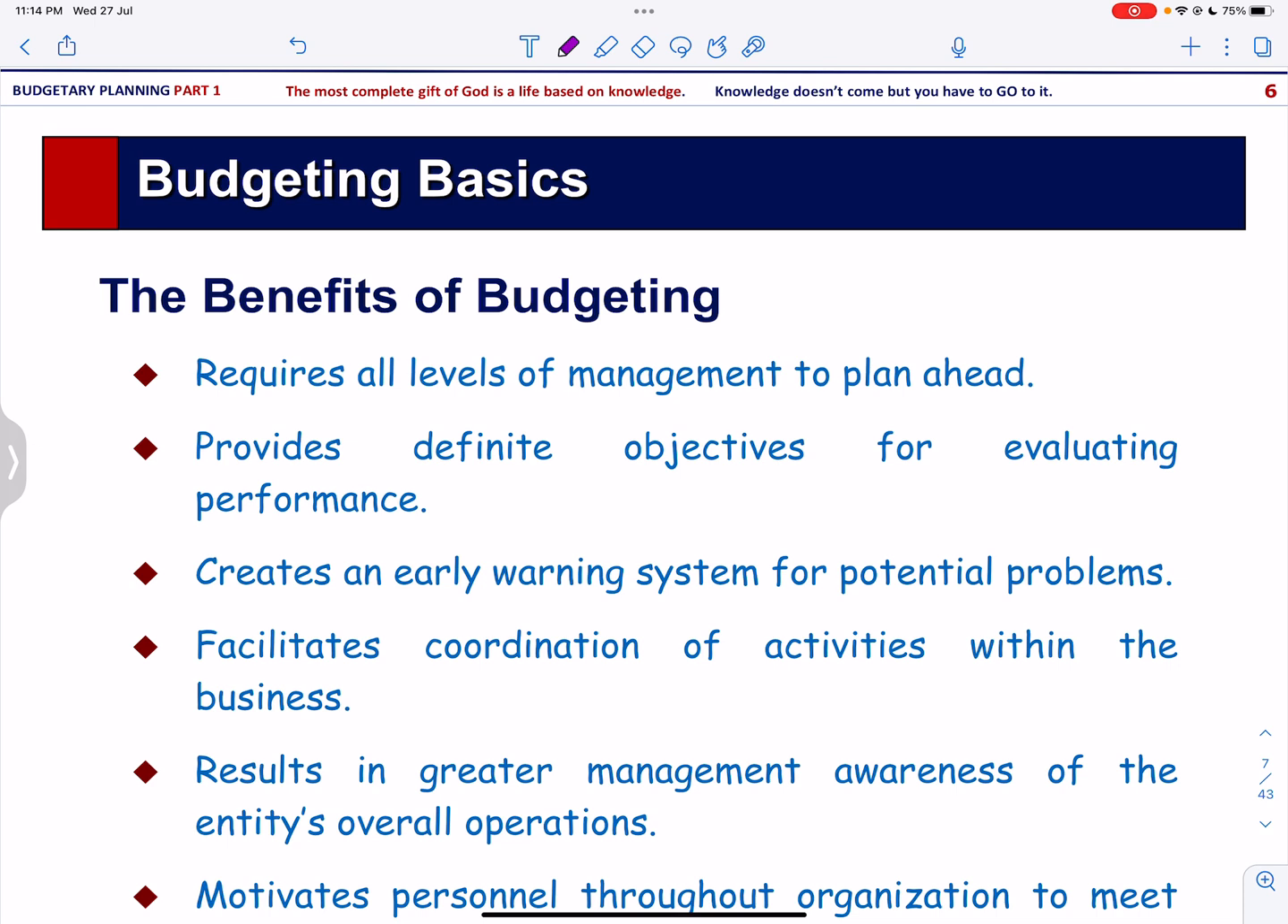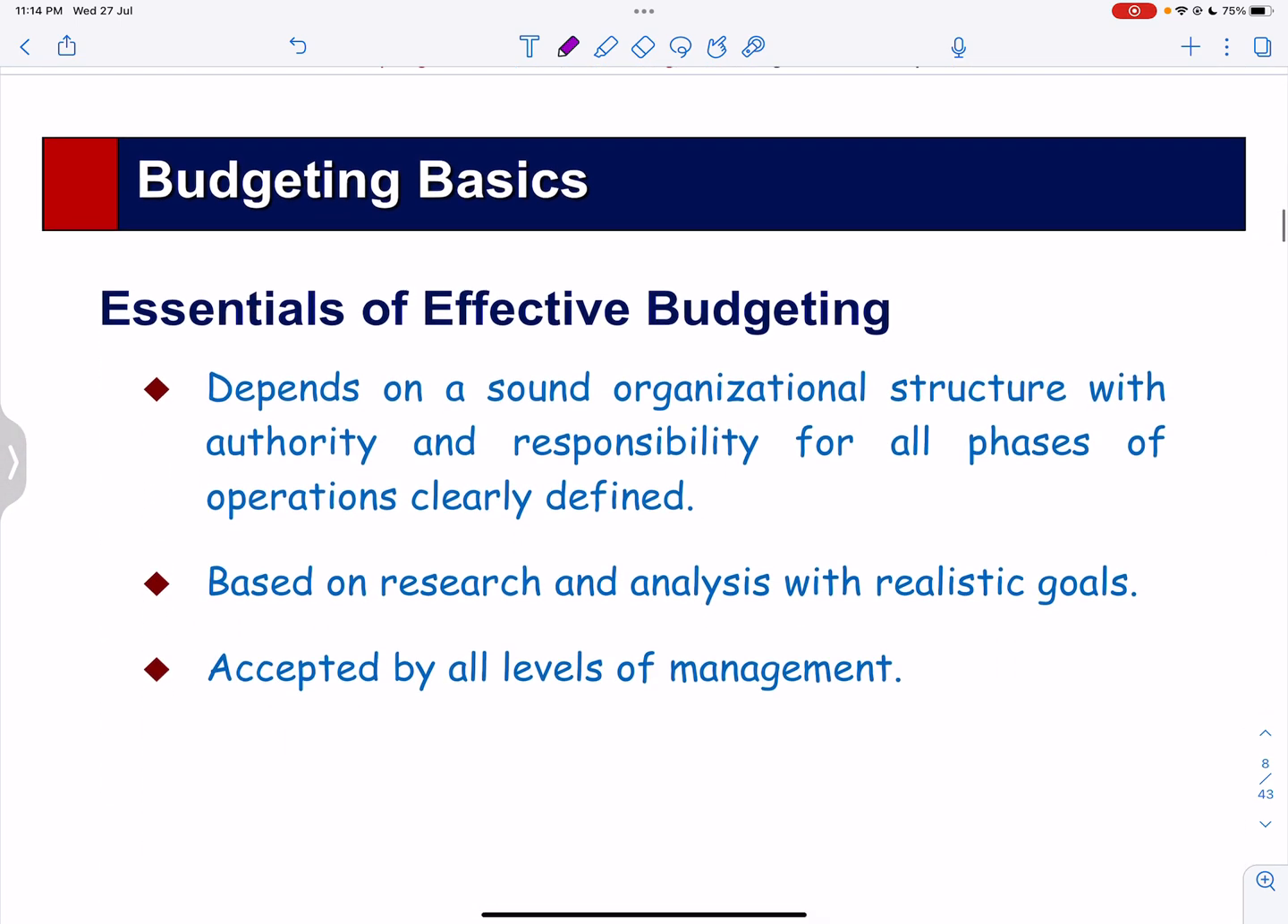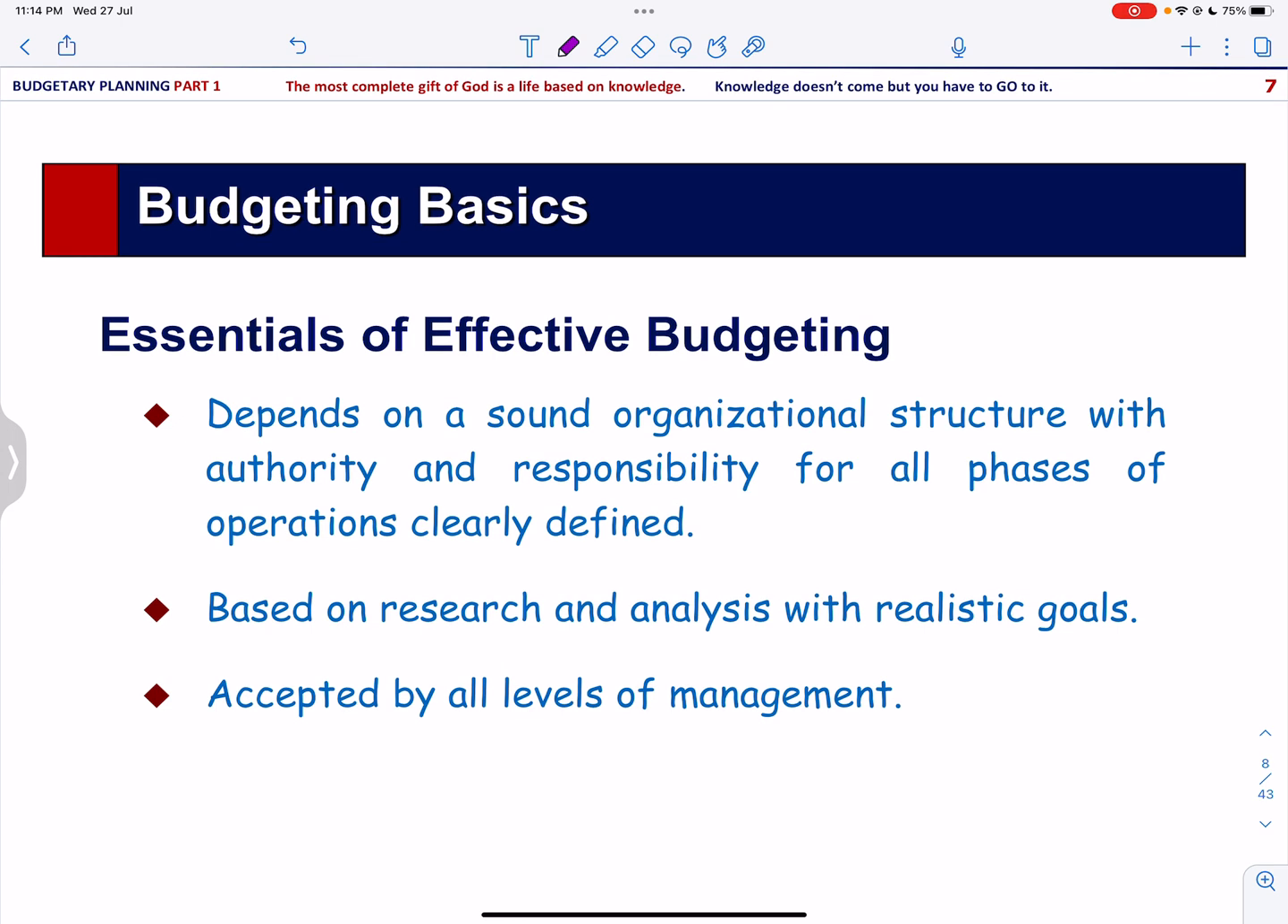Next, we will talk about the essentials of effective budgeting. The essentials of effective budgeting include sound forecasting, an adequate, planned and reliable accounting system, efficient organization, formation of a budget committee, clearly defined business policies, availability of standard information, support of top management, a good reporting system, and motivation.